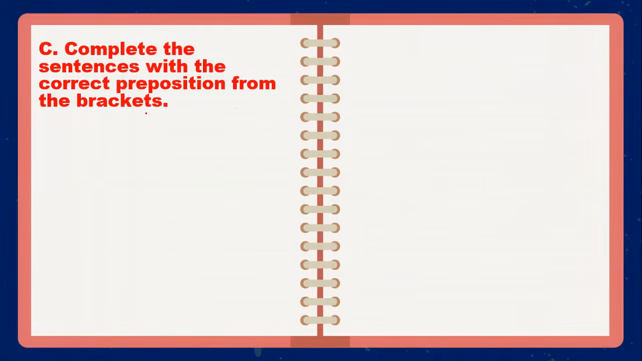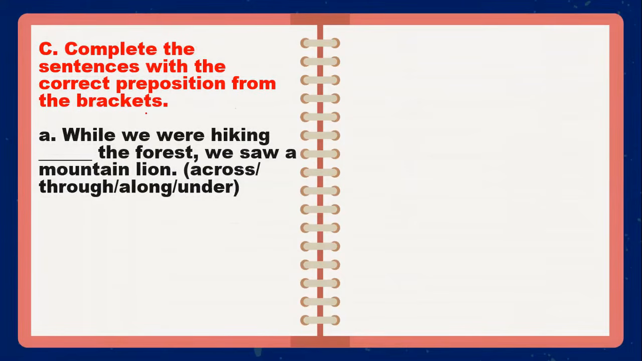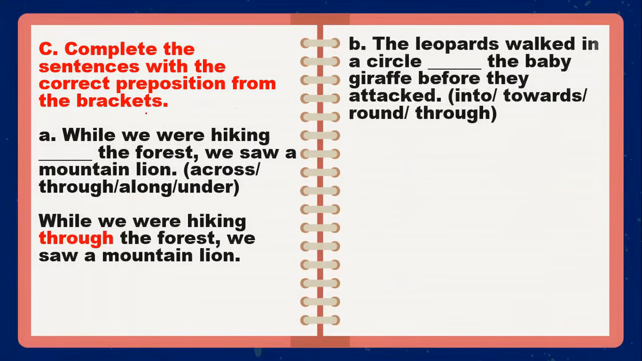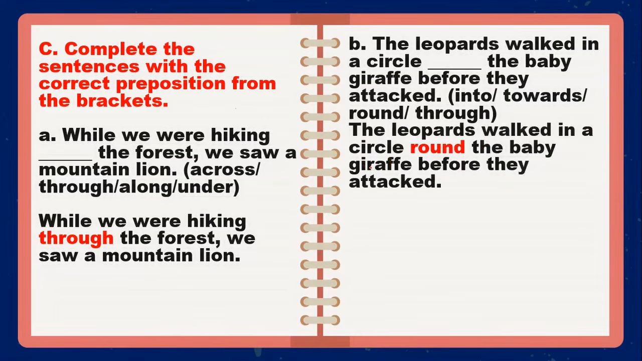Next, complete the sentence with the correct preposition from the bracket. This time we have options. While we were hiking down the forest, we saw a mountain lion across, through, along, under. Whenever forest comes, we say through the forest. The leopard walked in a circle the baby giraffe before the attack. If it attacks the giraffe, the leopard probably circled around the small baby giraffe first. So therefore you can say around. The leopard walked in a circle around the baby.